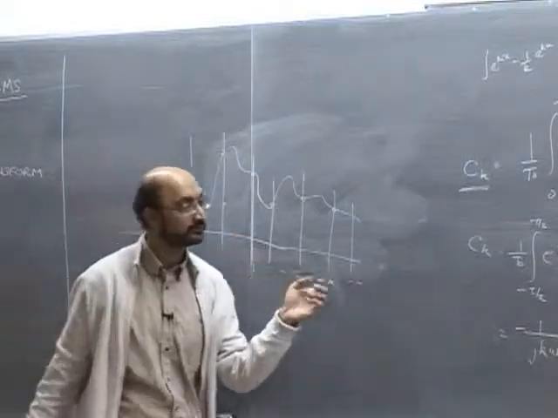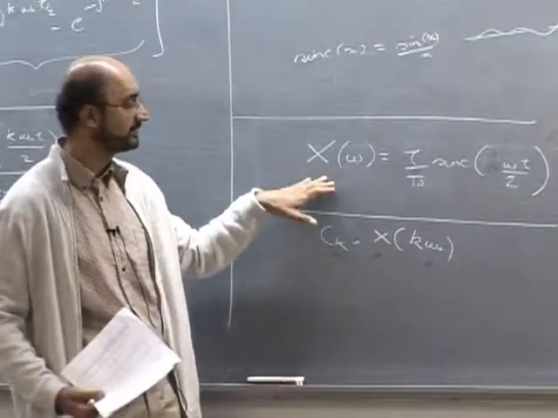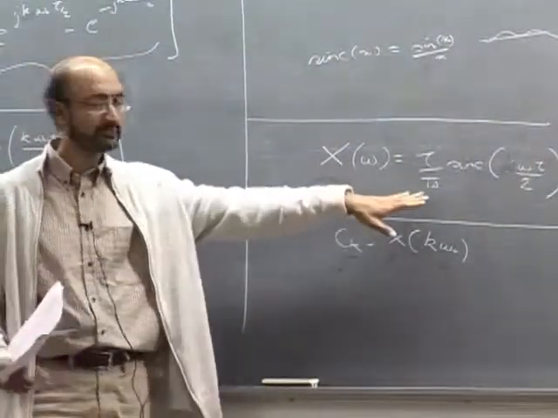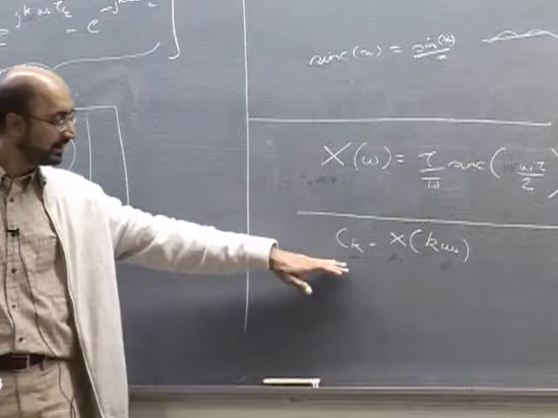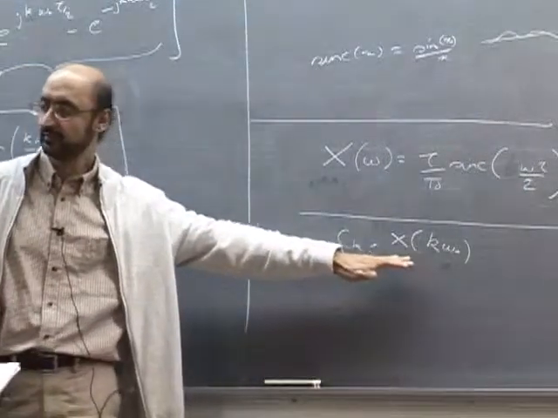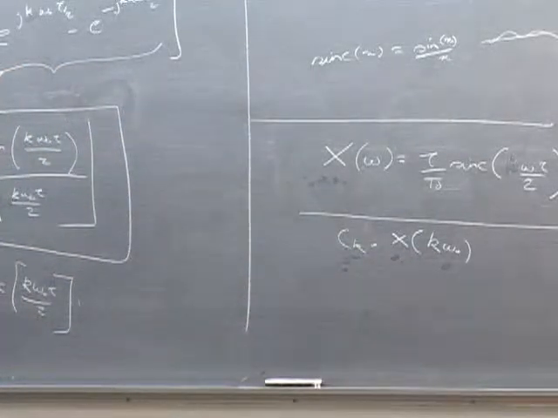Okay. So what are we saying over here? We're saying that the function x omega is a continuous function. X is not a discrete function. X is a continuous function of this form. However, the kth coefficient is given by the sampling of this continuous function at the points k omega naught. Okay. Any questions about this so far?